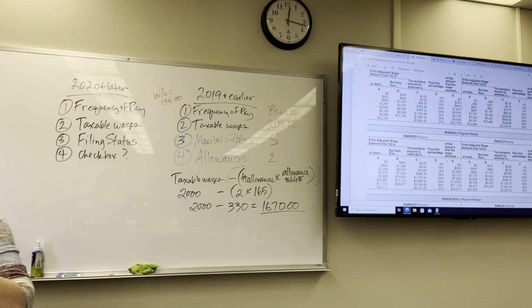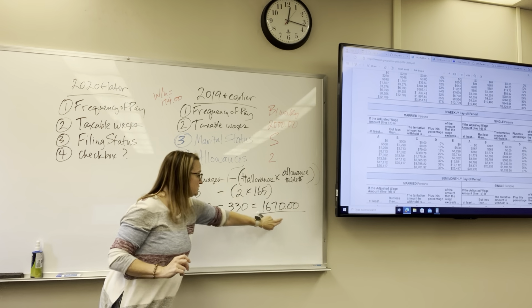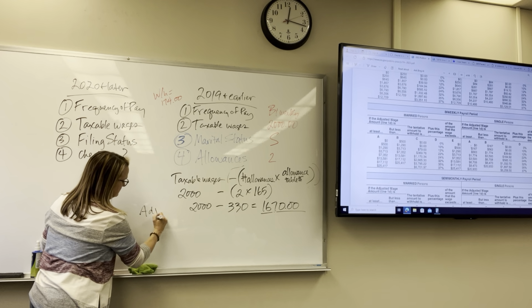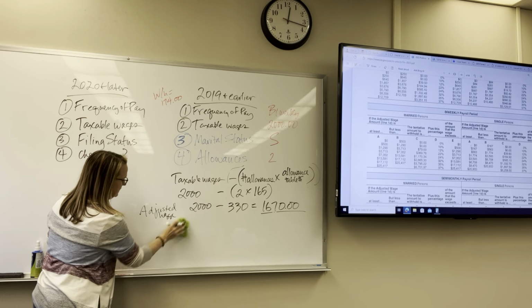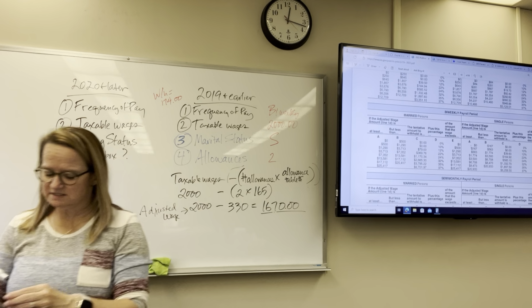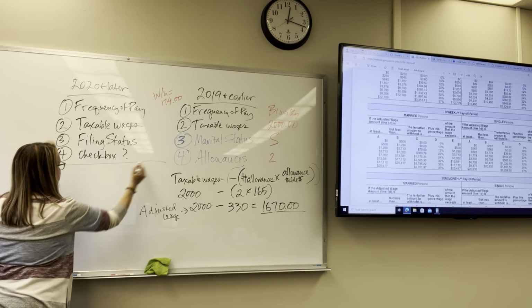All right, so we are bi-weekly, single. So 1670 is our adjusted wage, and we're going to apply it to this table. For single people between 563 and 1774, okay, so 39.60 is our tentative amount. It's over here.